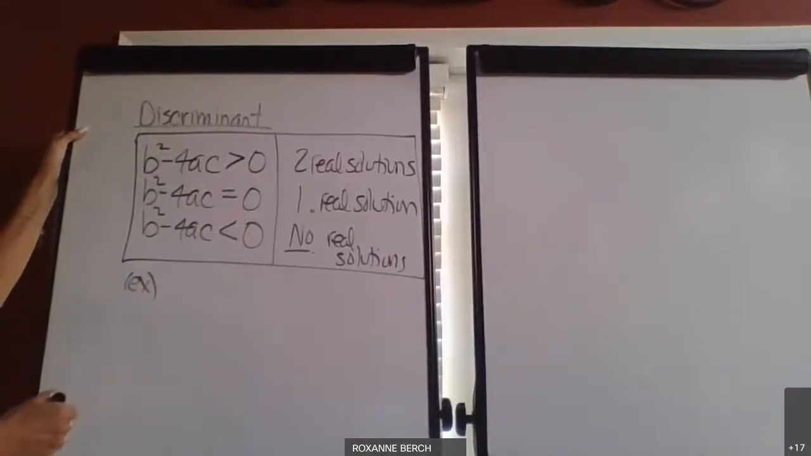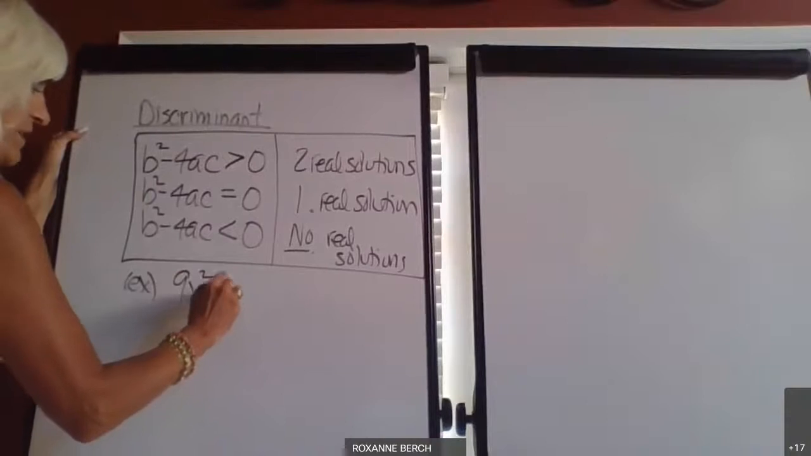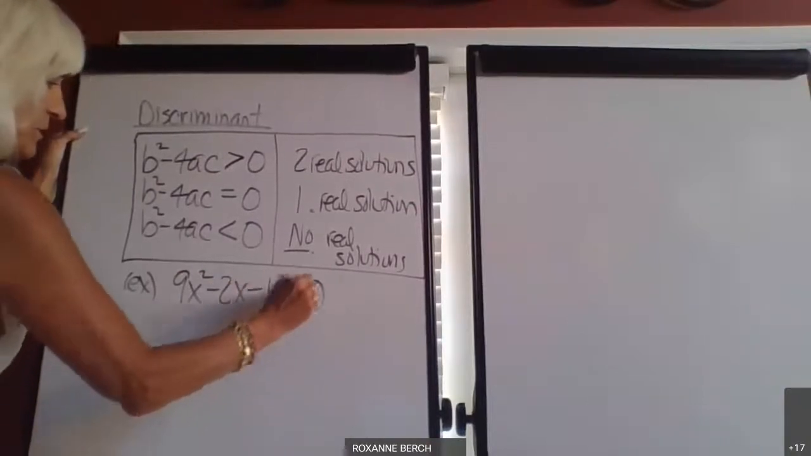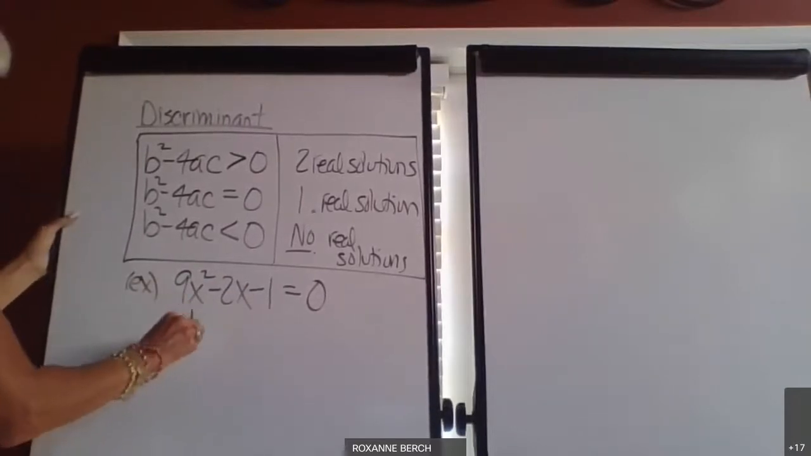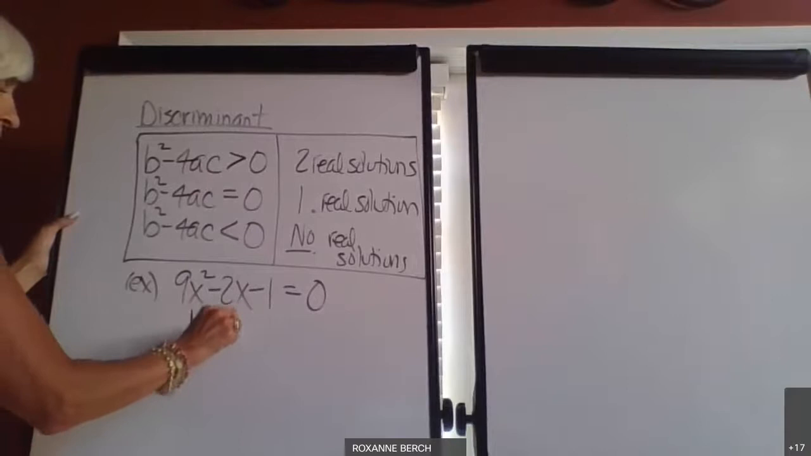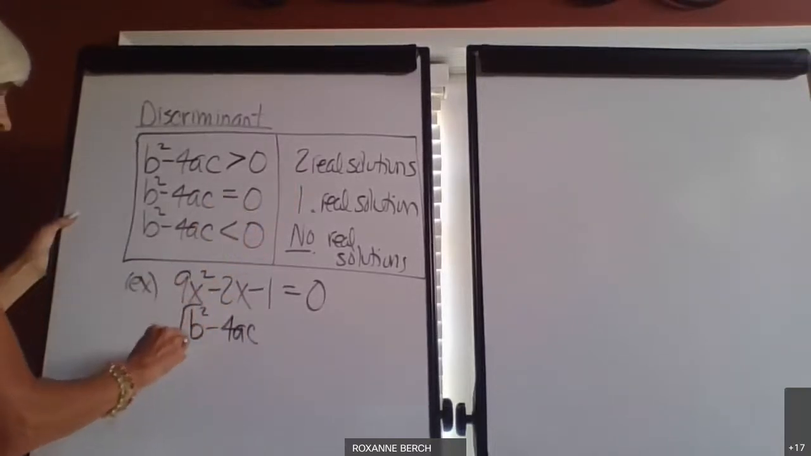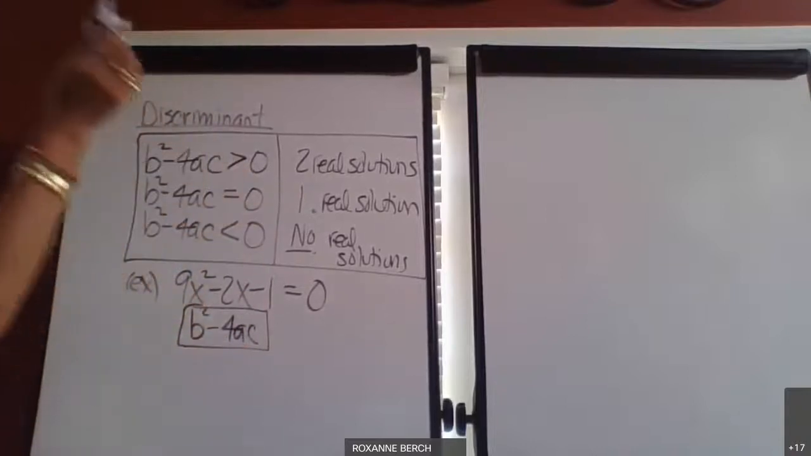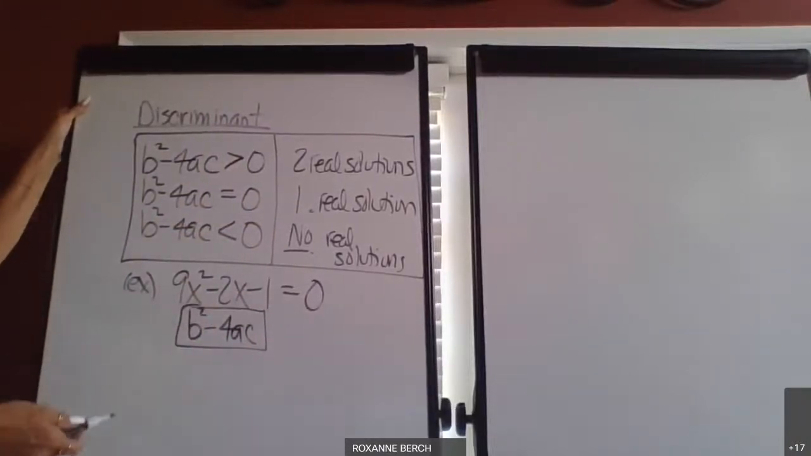So let's say you have 9x squared minus 2x minus 1 equals 0. Well, that's in standard form, and we could get the a, b, c, and we want to look at the discriminant because they're asking us about the solutions. Are the solutions real or are they imaginary? What's going on here? So what's going on with the solutions?